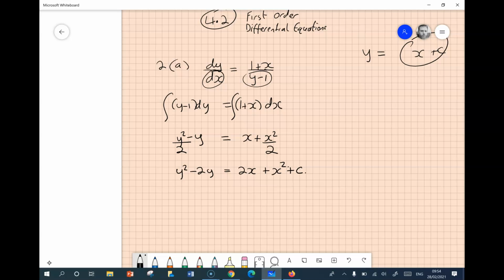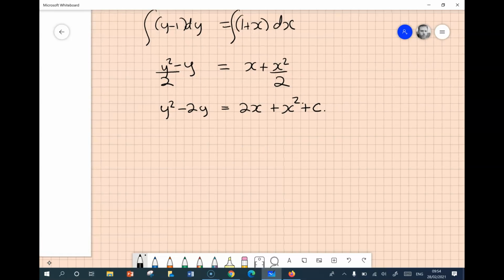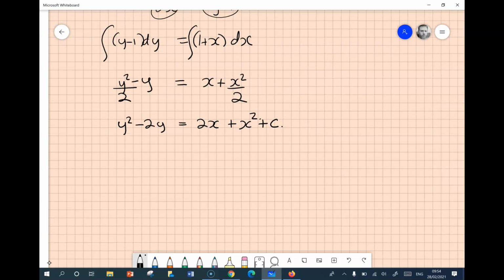Remember, c is arbitrary, so it doesn't matter if I put it in up here and then I ended up multiplying it by 2. It doesn't matter if I still call it c, because it stands for just an arbitrary constant. So this part now is tricky. I want to get y on its own. That's difficult here. You'll notice though that this is a quadratic.